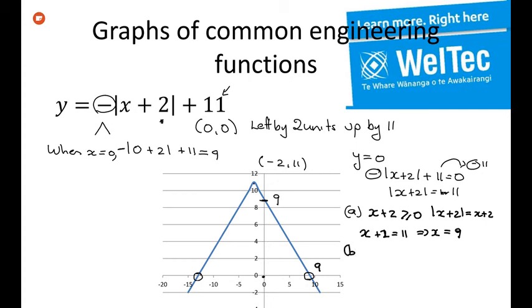Then we take the second part of the definition that says if x plus 2 is negative, then absolute value of x plus 2 is equal to the opposite of x plus 2. So now we have -x plus 2 equals 11. So x plus 2 equals -11. So x equals -13. So this point here is -13. Now we just join it up. I've already joined it up, but we just join it up with a V-shaped curve.